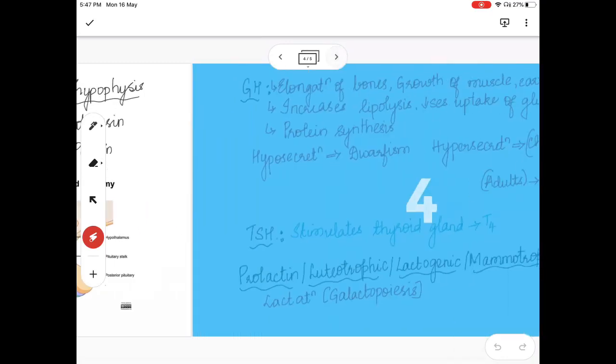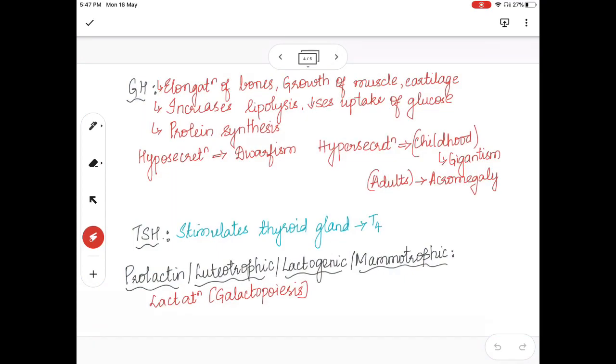Then what are the actual functions of these hormones secreted by the anterior gland? That I'll be explaining one by one. We'll go in detail. Starting from the first one, growth hormone. That means the growth hormone is going to show its effect on growth. For example, for the elongation of the bones, it is also going to help in the stimulation of growth of muscles and cartilage. Then it is also going to show an effect on metabolism. For example, it is going to increase lipolysis, that means breakdown of lipid.